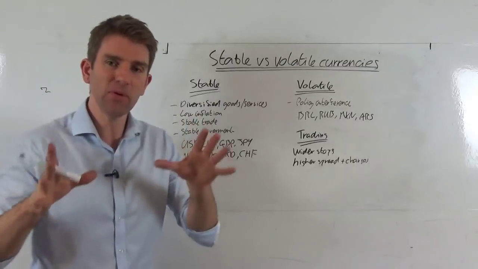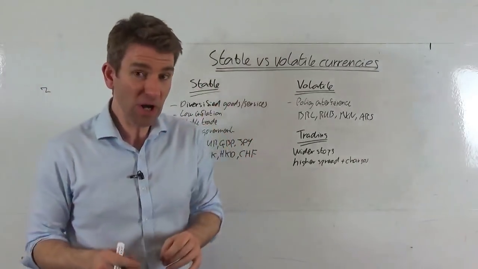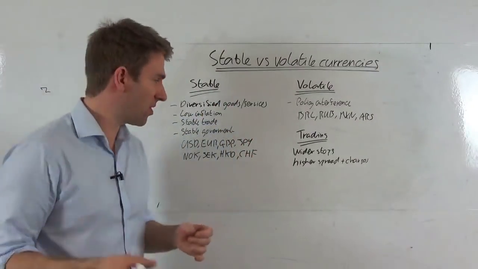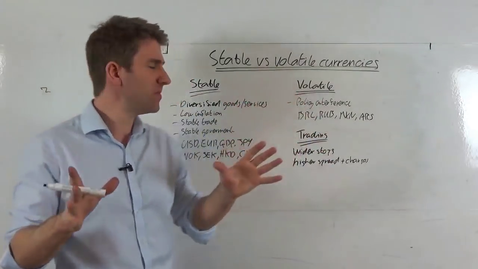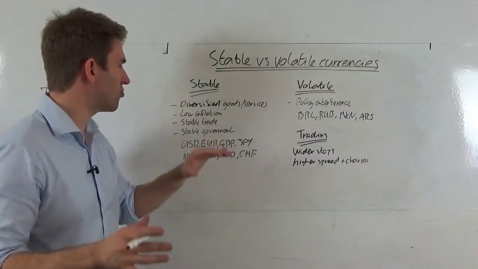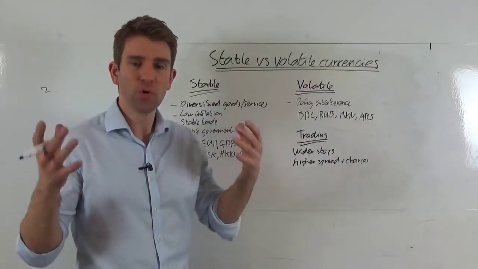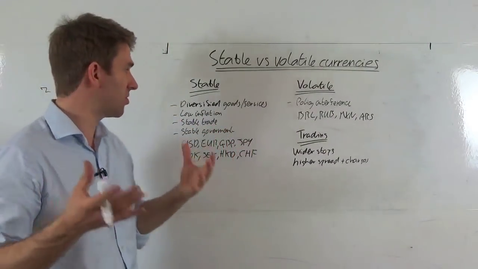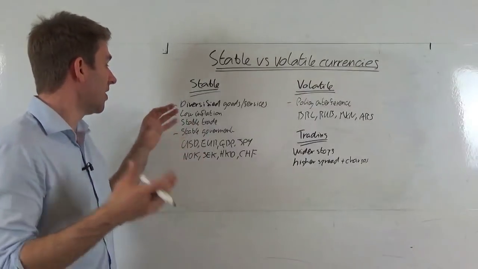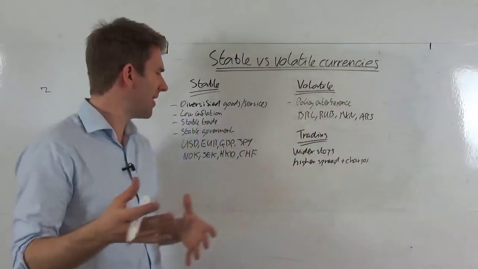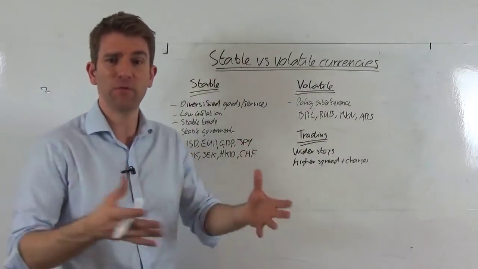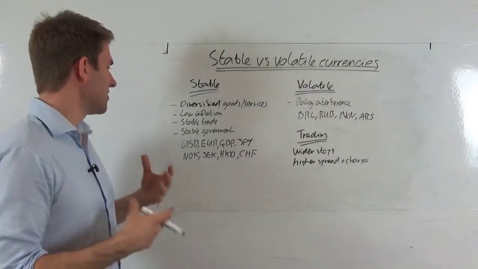So stable versus volatile. Now, you're going to laugh in a minute when I mention one of the stable currencies, but this is a generalization. Generally speaking, stable currencies, the countries have diversified goods or services, or the economies have diversified goods and services, low inflation, stable trade, so it's not swinging around and the numbers aren't swinging back and forth and people don't know where they are, and stable government as well.